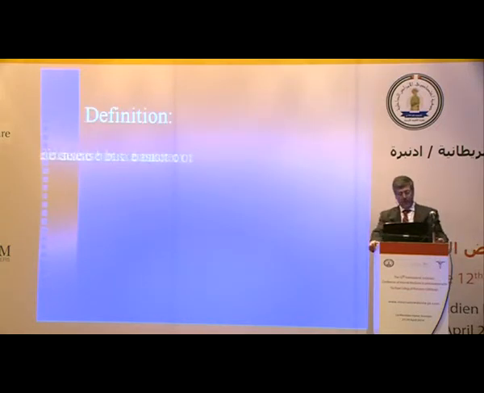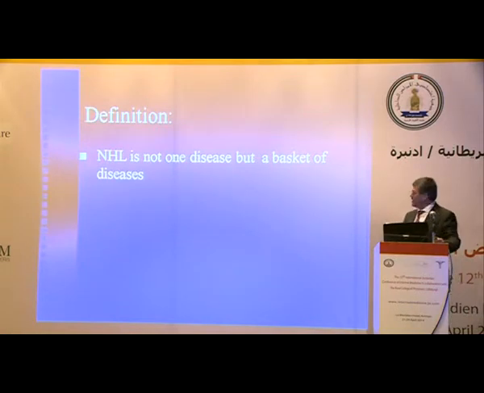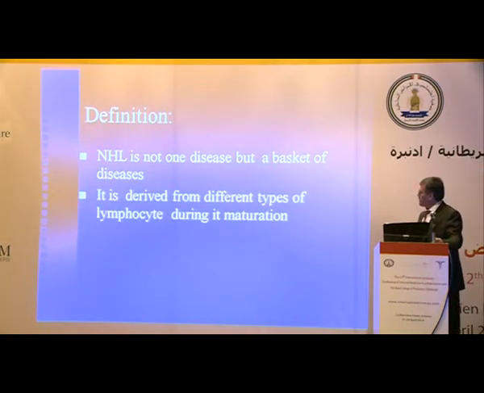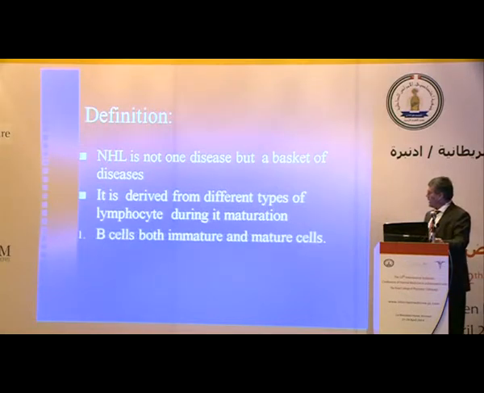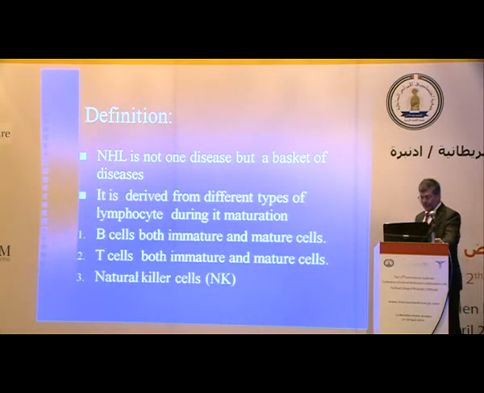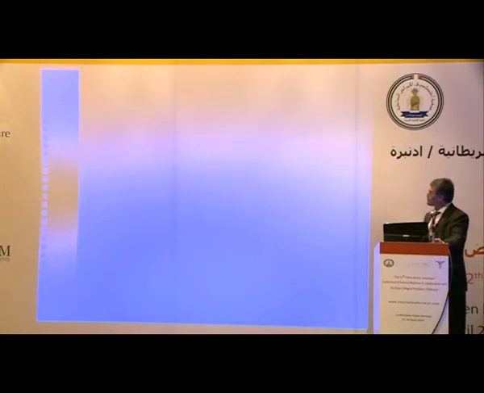As with most cancers, non-Hodgkin lymphoma is not one disease, but is considered a basket of diseases. Usually, this type of neoplasm is derived from different types of lymphocytes during their maturation. There are three types of cells that lymphoma arises from. The first one is the B-cell lymphocyte, both the immature as well as mature form. The second is the T cells, both mature as well as immature cells. And lastly, the natural killer cells.